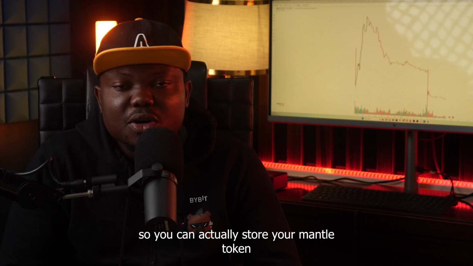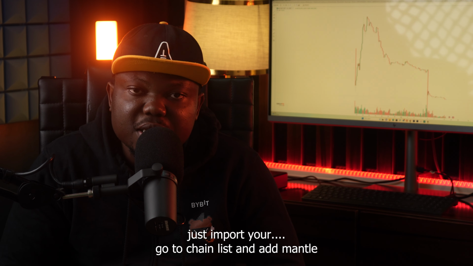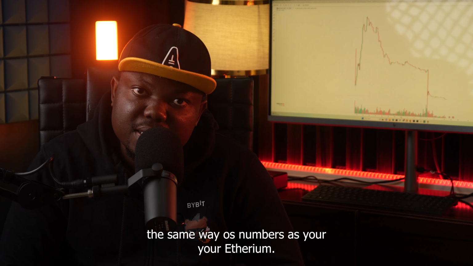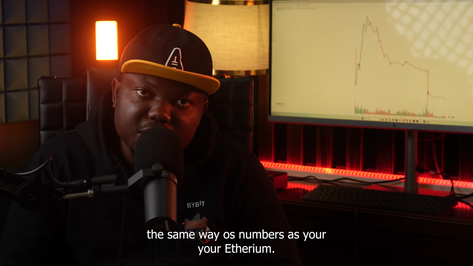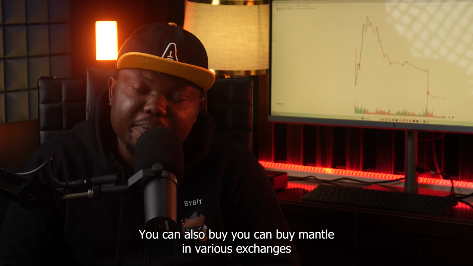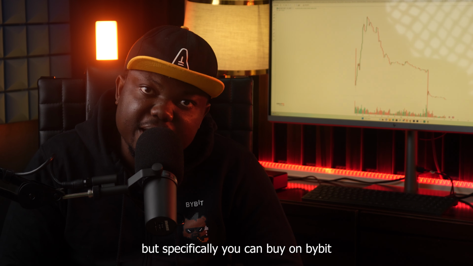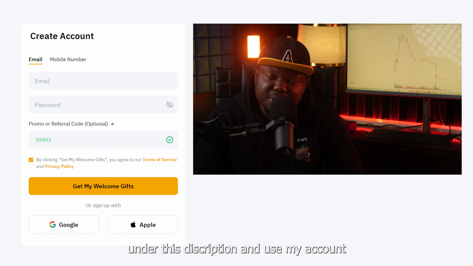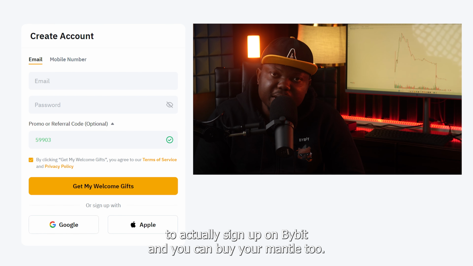You can store your Mantle token: go to Chainlist and add the Mantle mainnet to your MetaMask. You can store it there. It's the same address as your Ethereum. You can also buy Mantle on various exchanges, but specifically you can buy on Bybit. If you don't have a Bybit account, you can check the description and use my link to sign up on Bybit, and you can buy your Mantle.